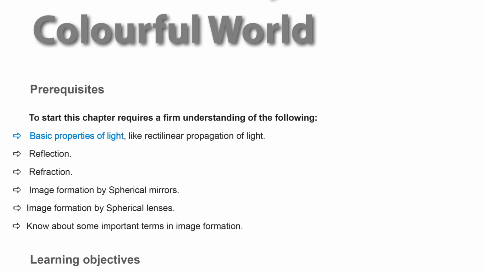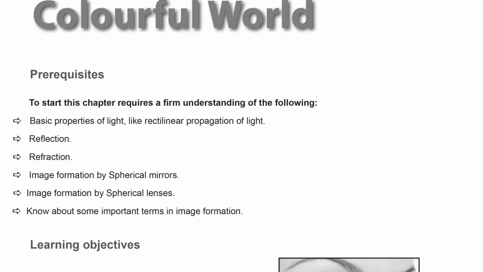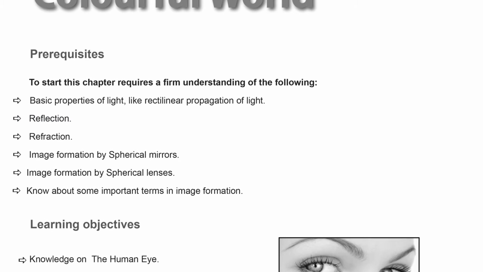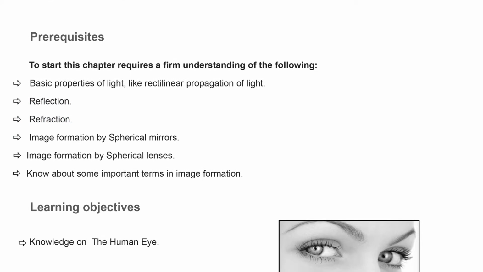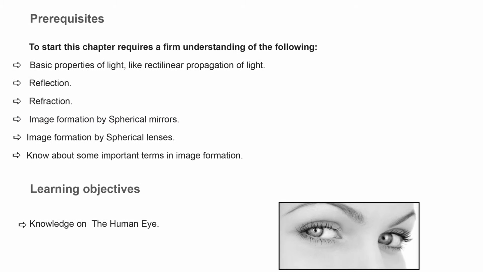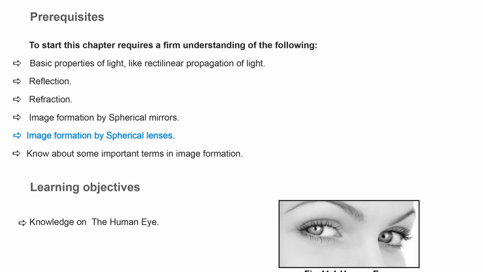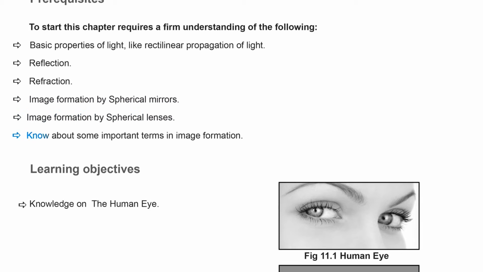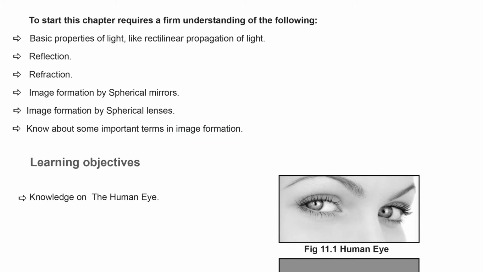Basic properties of light, like rectilinear propagation of light, reflection, refraction, image formation by spherical mirrors, image formation by spherical lenses. Know about some important terms in image formation.